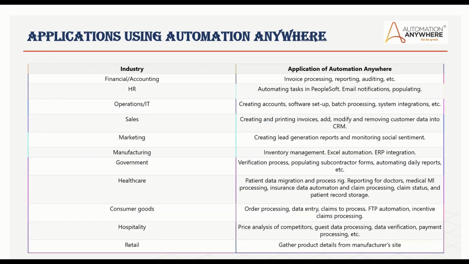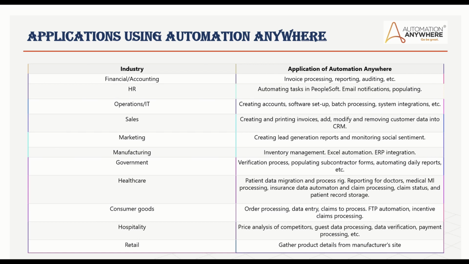Now moving toward the next question: what are the applications using Automation Anywhere? You can see on my screen there are a few things I have mentioned here, as per the industry, and what exactly Automation Anywhere works on. In finance and accounting, it majorly works for invoice processing, as in day-to-day life there are a lot of invoices which are processed by humans. Automation Anywhere has the feasibility to process those invoices. Reporting and auditing. HR is again email notifications, salary, any kind of claims, reimbursement.